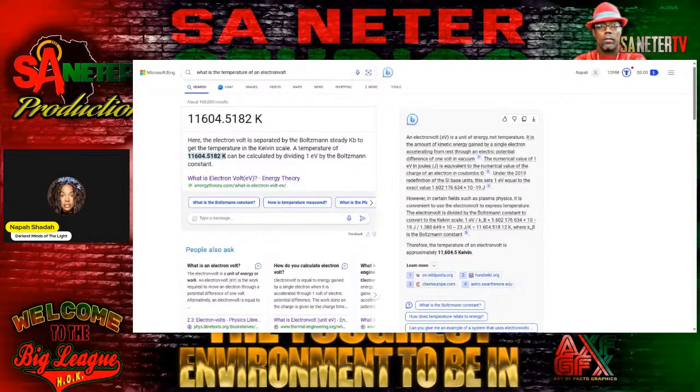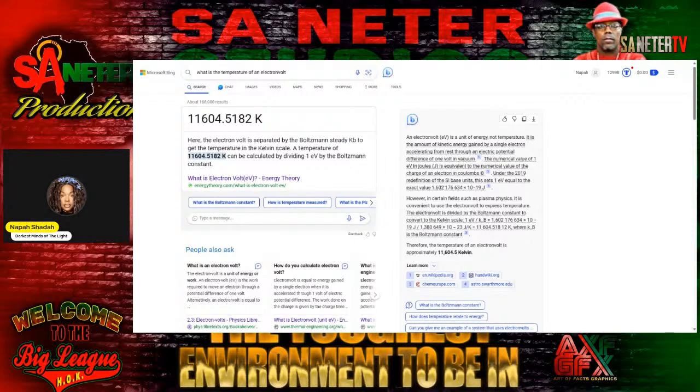That's the Hadron Collider. We know that, right? So let's go down to this paragraph where it says it's not a temperature. However, in certain fields, such as plasma physics, we were just looking at something about plasma when we were looking at the Hadron Collider, right? In certain fields of plasma physics, it is convenient to use electron volt to express temperature. And in that case, the electron volt is divided by the Boltzmann constant. You'll see that a lot. The Boltzmann constant will also come up when we speak about entropy later on, and we will relate that to Boltzmann, the physicist who has created theories on entropy. Anyway, the electron volt is divided by the Boltzmann constant to convert to the Kelvin scale.